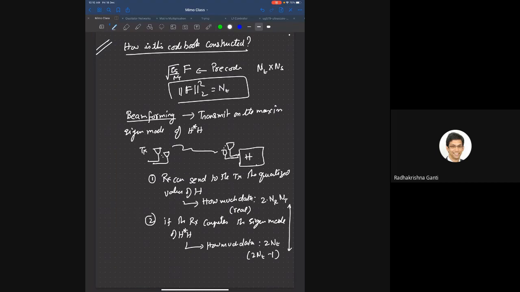If you have MISO or something, then it's easy. If you have MISO, you just multiply with the normalized conjugate of the channel. But if you have MIMO, what is the way you do beamforming? The way you do beamforming is maximum eigenmode. That's what we learned.